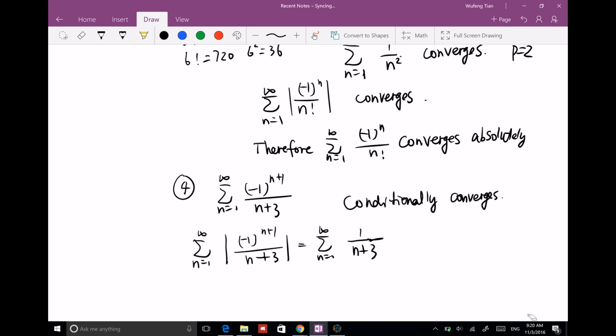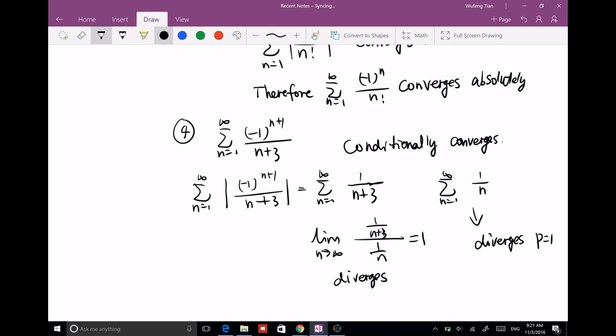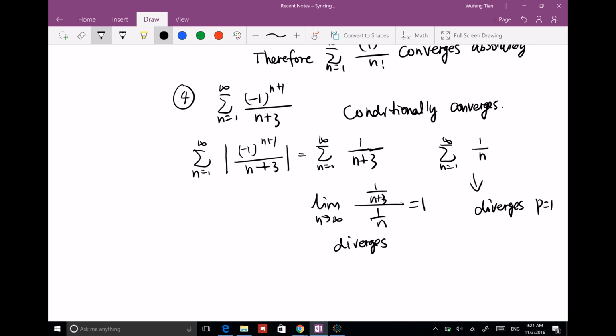Well, we don't use that, we just use the comparison test. Compare with the sum n to infinity of 1 over n. If you divide these two, the limit as n goes to infinity of 1 over n plus 3 over 1 over n equals 1. So this one diverges for sure because p series, p equals 1. This one will diverge as well. They have the same degree. Constant never changes anything, you know that. Okay, so is this one diverging?